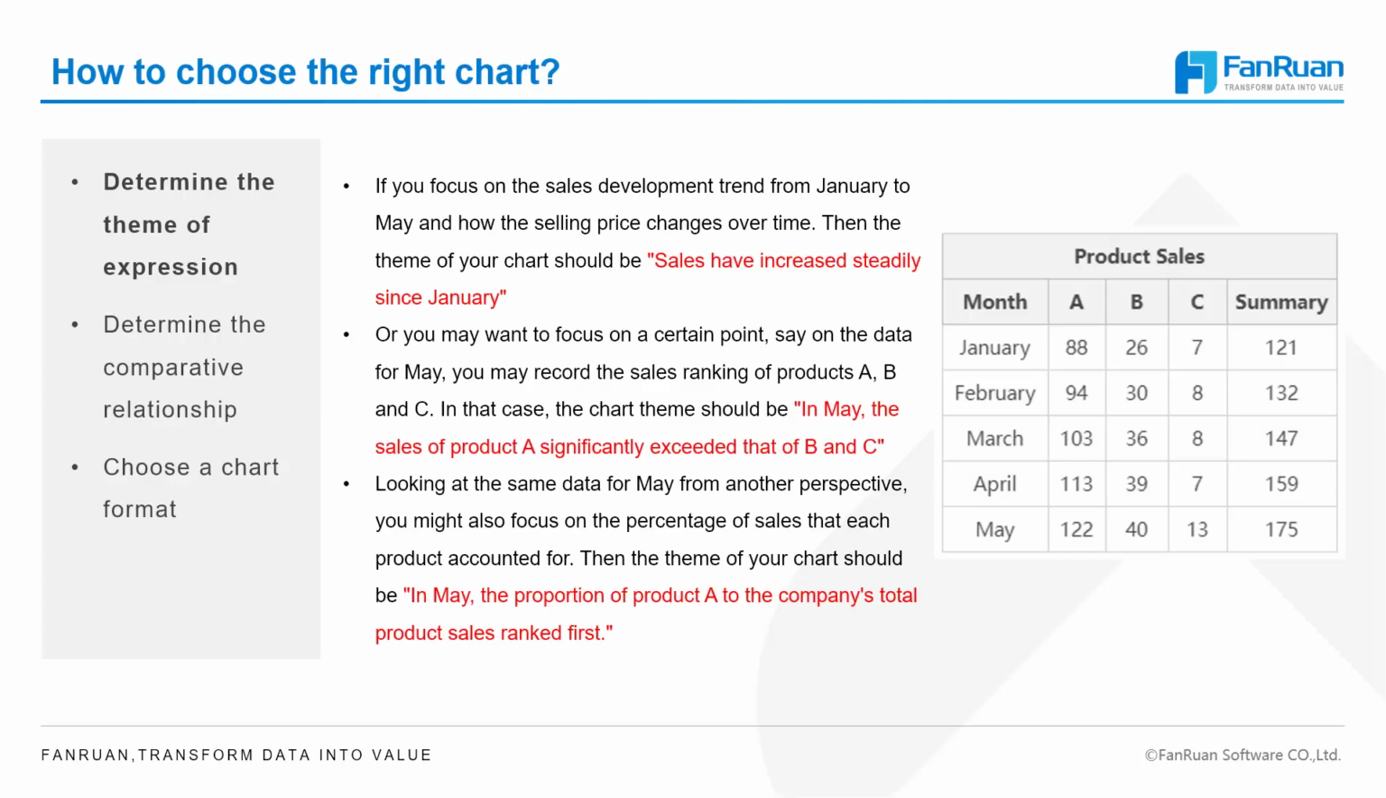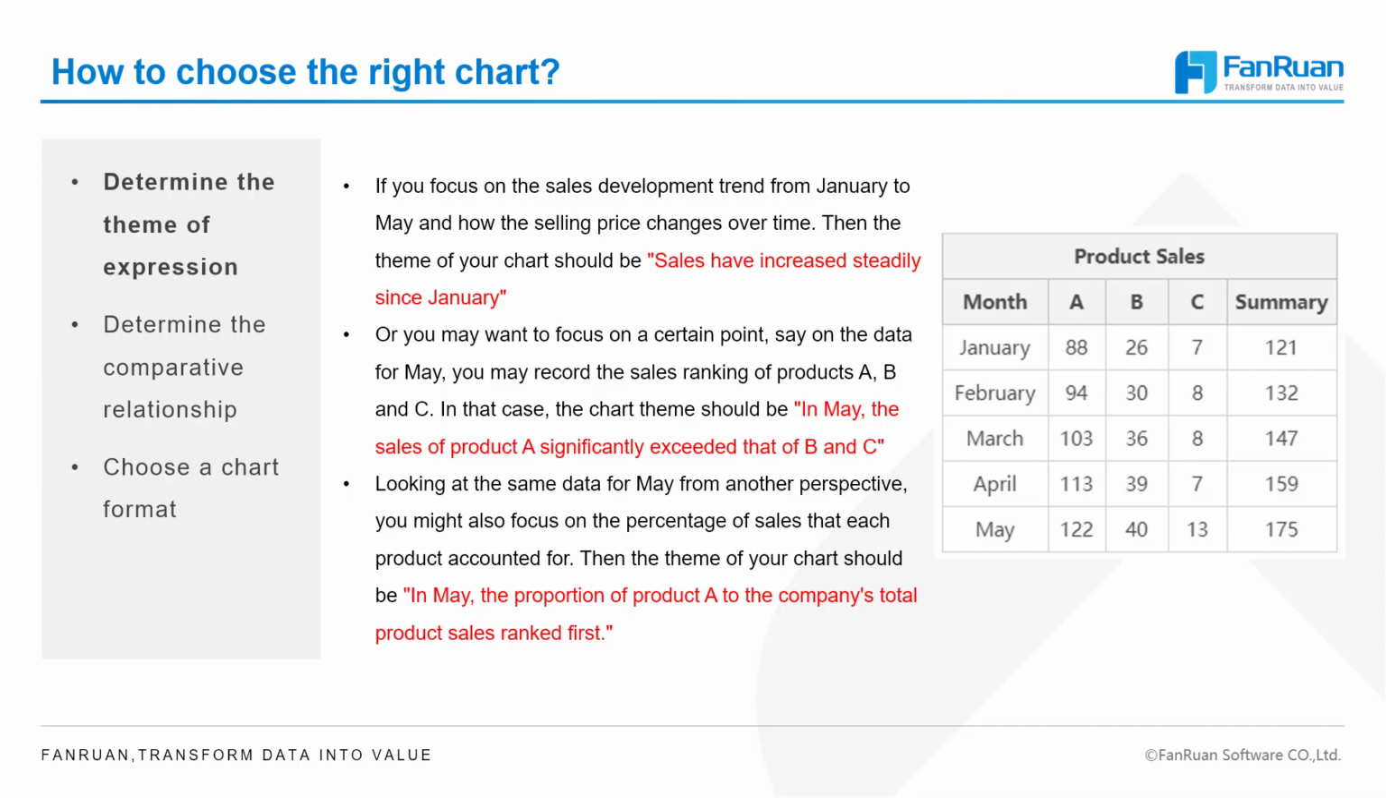First, we need to determine the theme of the expression, that is, what information we want to get from the data using the chart. The same set of data has different themes when viewed from different perspectives, such as the set of data on the right. If you focus on the sales development trend from January to May and how the selling price changes over time, then the theme of your chart should be sales have increased steadily since January.